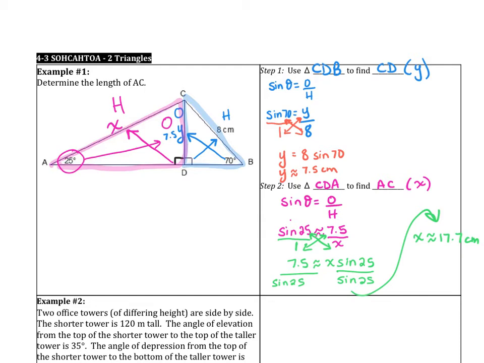So in these questions, you're going to be using something in one triangle to solve something in another triangle, or sometimes you might be looking for the length of this side. So you might have to use this triangle to solve for this length and this triangle to solve for this length and then add them up. It just depends on the type of question.